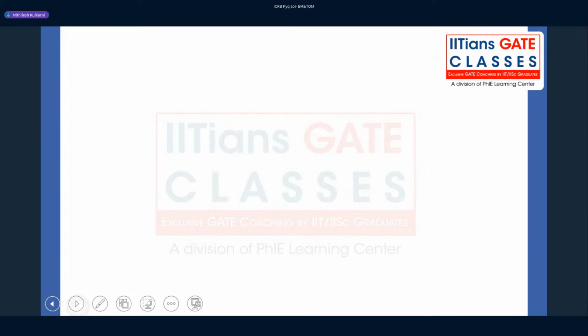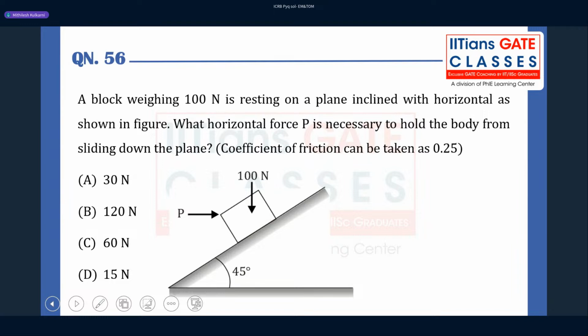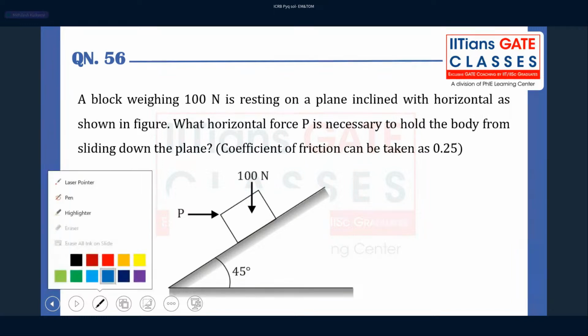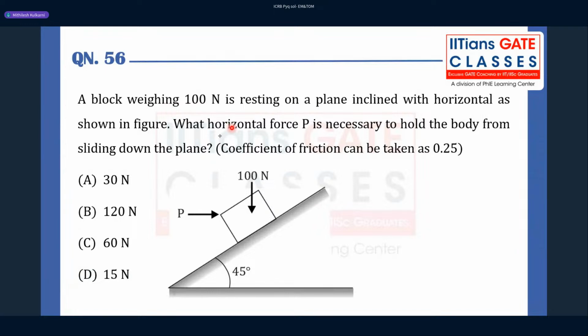Coming towards the next from the mechanics, we have a block weighing 100 Newton, and it is resting on an inclined plane with the horizontal at an angle of 45. What force P is necessary to hold this body from sliding down the plane? They have also given the coefficient of friction 0.2. So what they are mentioning is, if we are not applying this force, the body can come down. However, we want to hold this body. That's why we are applying this load P, and they are asking us to calculate the same.